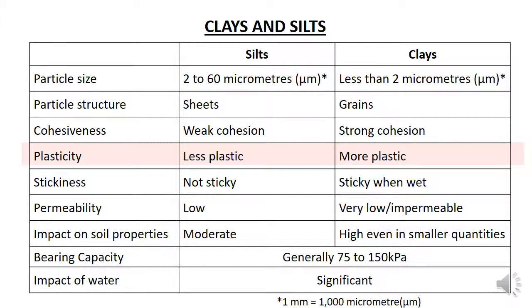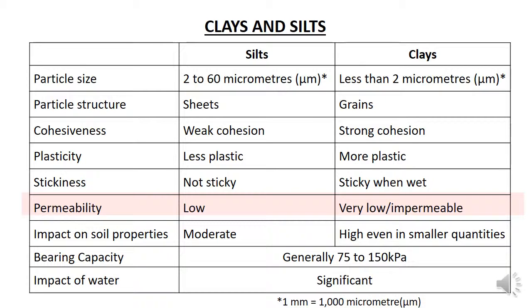Plasticity is the property which allows material to be deformed without cracking or crumbling. Wet clay has very high plasticity, while silt is not so plastic. A sample of wet clay can be rolled into a thin thread without breaking, while a silt will crumble. Another indication is that clays are also quite sticky when they're wet, while silt is not.